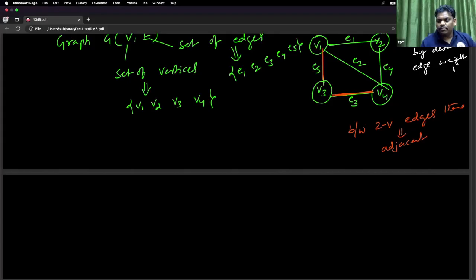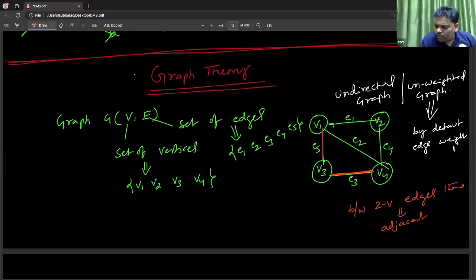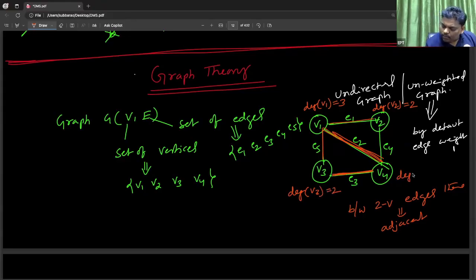Can you say, for vertex 1, how many vertices are adjacent? I think vertex 1 has 3 adjacent vertices. Remember, vertex 1 has 3 adjacent vertices. That is called the degree of vertex 1. So the degree of V1 is 3. Next, vertex V2, how many are adjacent? 2. Degree of V2 is 2. What is the degree of V3? 2 adjacent. What is the degree of V4? So 3.